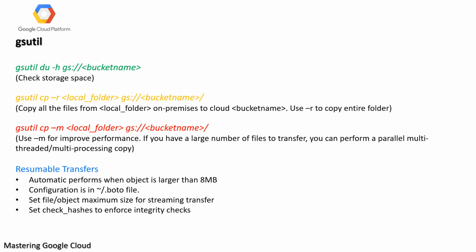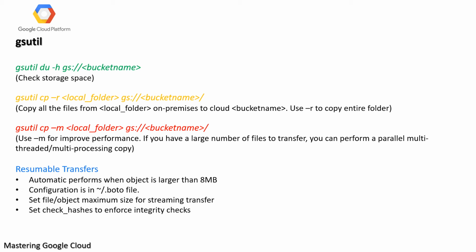You can use the -R option with copy to copy the entire folder, and the -m option with copy to copy in parallel processing mode, where you have a lot of files and you want to copy all the files, so it runs in multiple processes and copies the files.